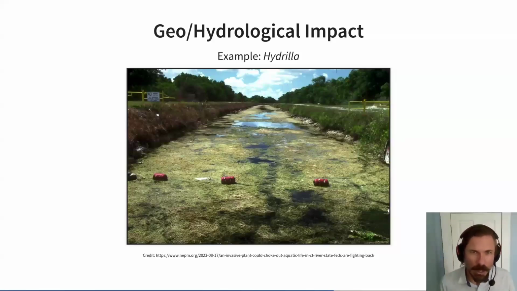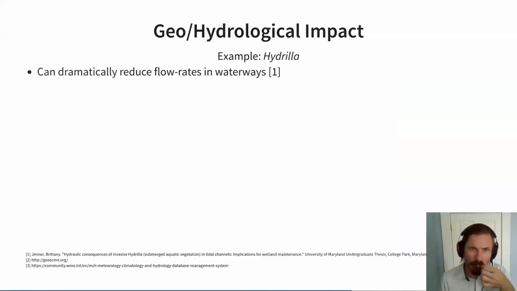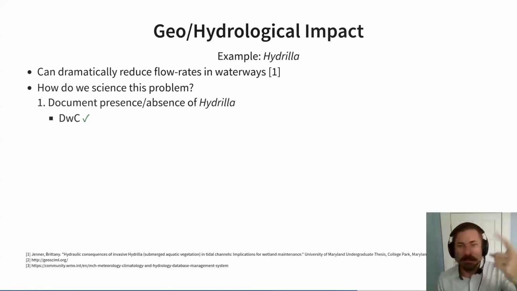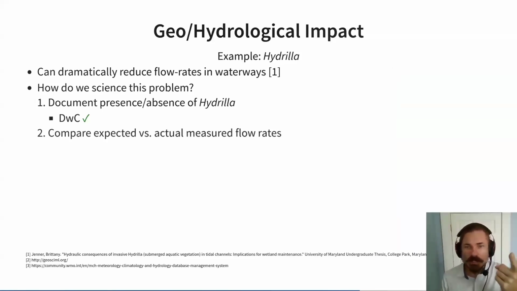One is geo or hydrological impact, where the invasive species is having some kind of effect on the geology or hydrology of the area. It turns out that hydrilla tends to clog canals and waterways and stuff. Typically people go out and science this problem. What do they do? They go out and they look and they document the presence or absence of hydrilla. Hey, this is here. Darwin Core works great for that. However, then they also need to take hydrology measurements. They need to measure flow rates and calculate expected flow rates and all of this stuff. Well, Darwin Core is horrible for this. There's nothing in Darwin Core for this.